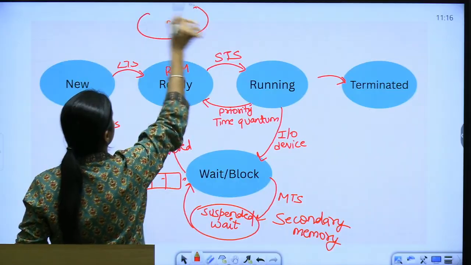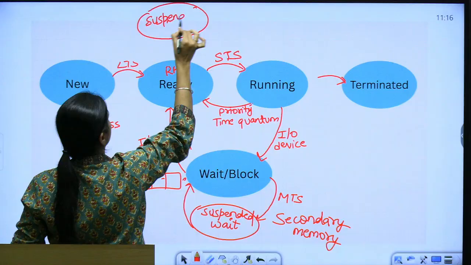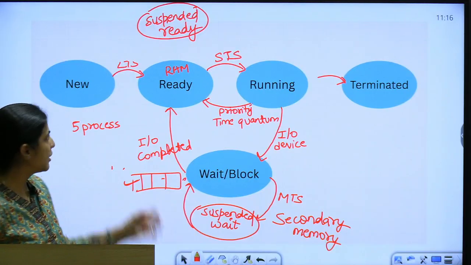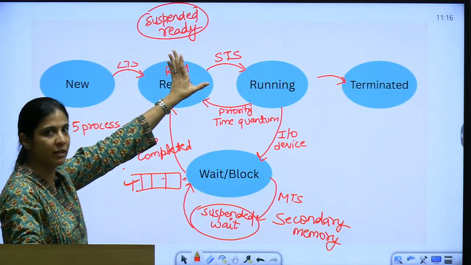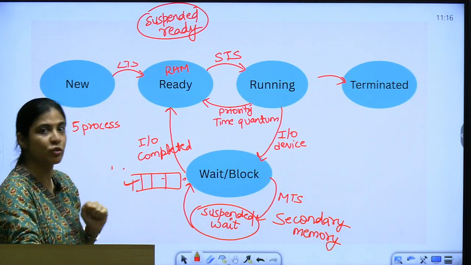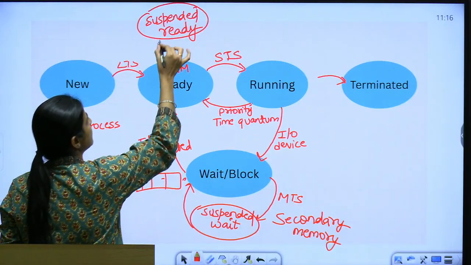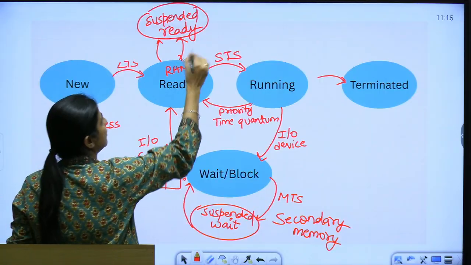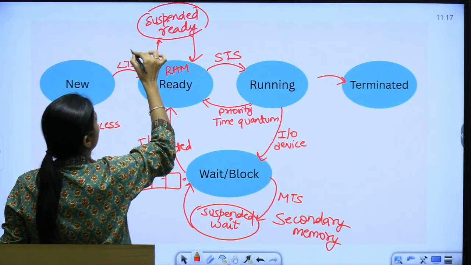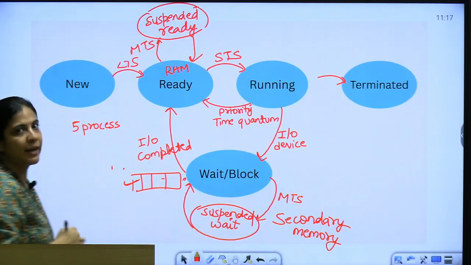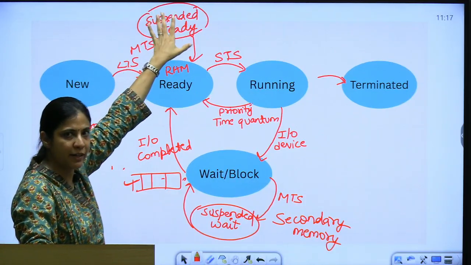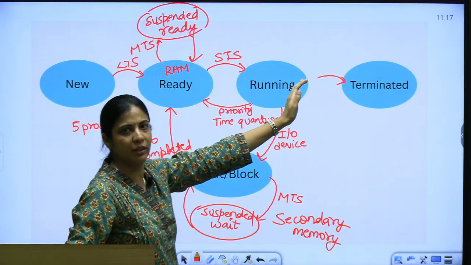Now when we talk about these 5 processes, our next state is suspended ready. Why do we need this state? As I told, secondary memory is larger, RAM is limited. So at a time I can put only 5 processes here. Now the 6th process comes to this state. What should I do? I will have to put it in suspended ready. Again, this task is being done by medium term scheduler. And as soon as the ready queue is empty, the process which is waiting in suspended ready will come here and start executing again.